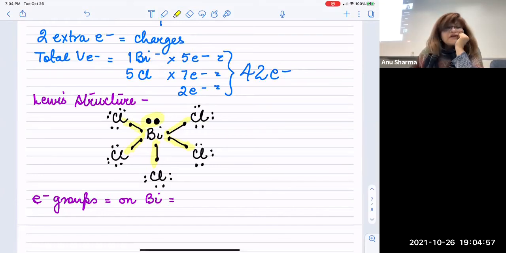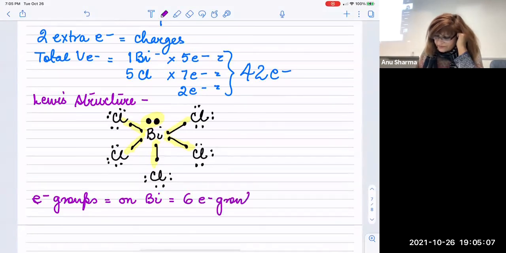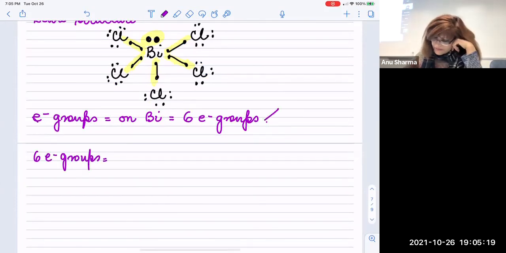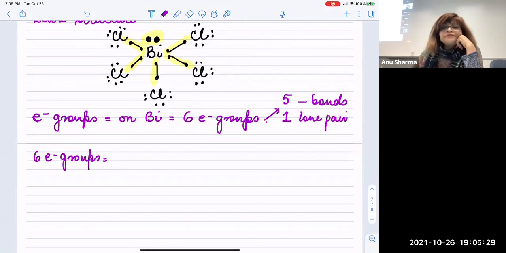1, 2, 3, 4, 5, and 6. You get that? There are 6 electron groups. Okay, so these six electron groups, you identified that. There are five single bonds, and there's one lone pair on bismuth together. That's good.